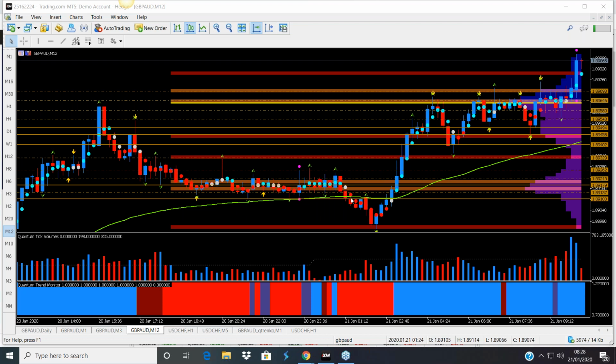I don't know whether that was a tradable breakaway, who knows, but it then went back to test the volume point of control, and then we had the breakout. We know we've got volume going into that move higher. We've also got the trend monitor moving into bright blue, and we've then had this trend.